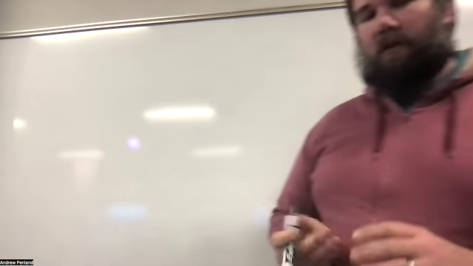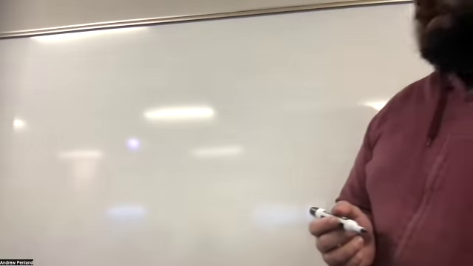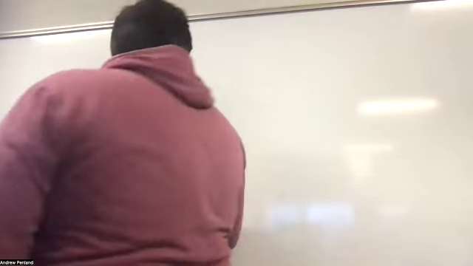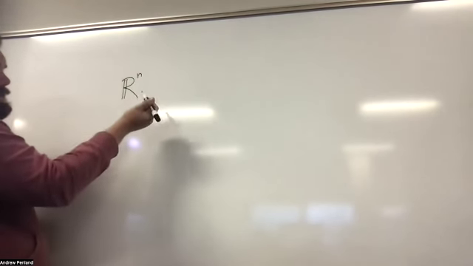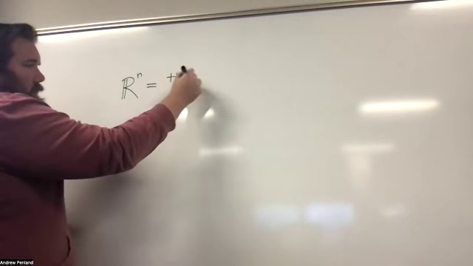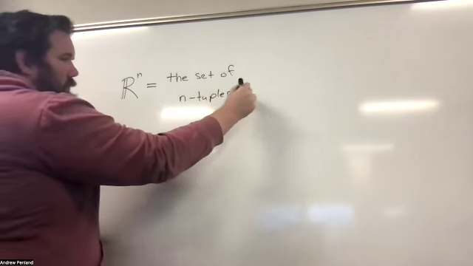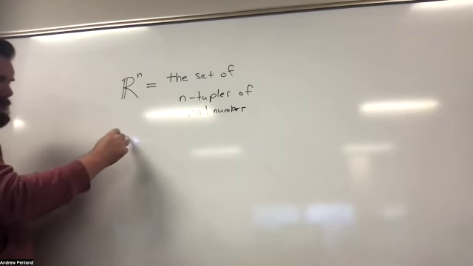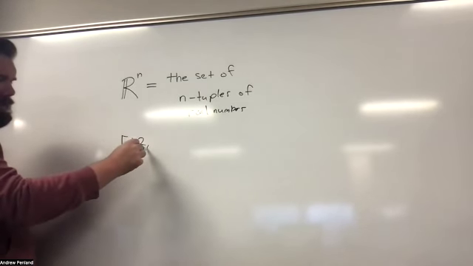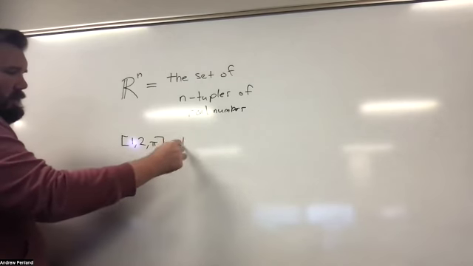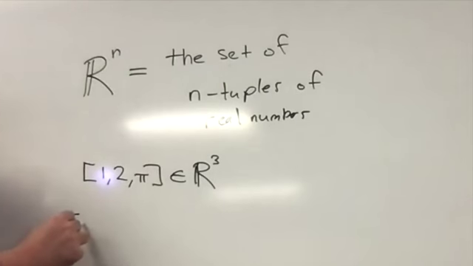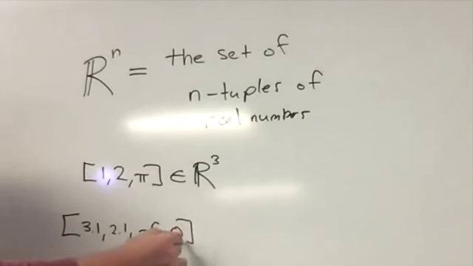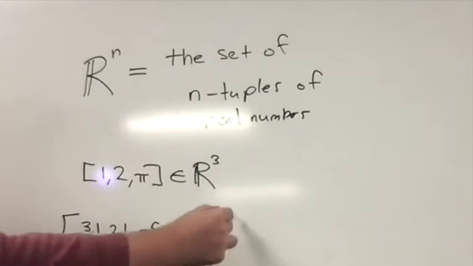You don't have to have heard of vectors before to be in this class. I'm going to assume you do not know them. I'm going to talk about what the vector space Rn is. This is the set of n-tuples of real numbers. So, for instance, if you look at (1, 2, pi), that would be an element of R3. Or if you look at (3.1, 2.1, -5, 0), that would be an element of R4.